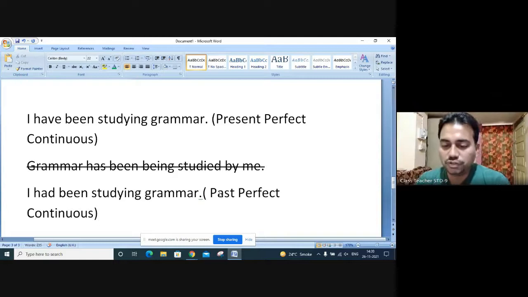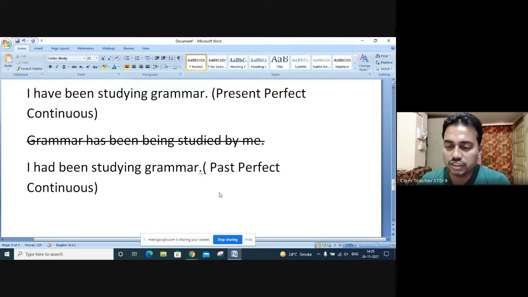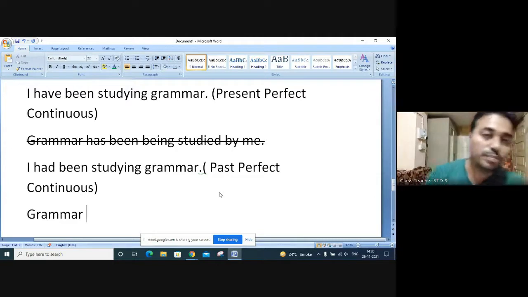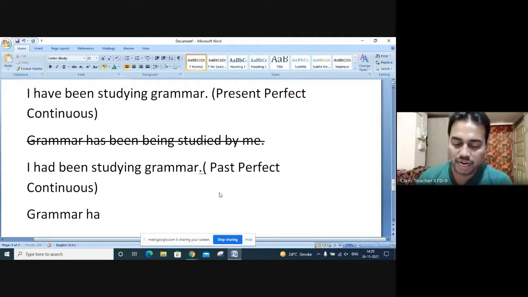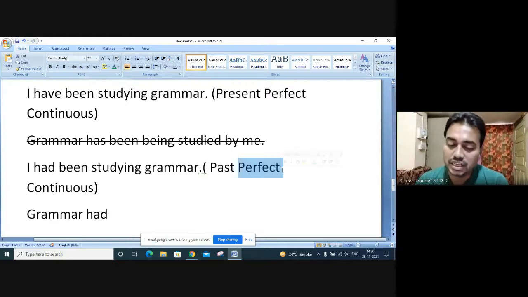Now, when we transform this sentence into passive voice, grammar will become the subject of the sentence. What is the tense we use for past tense? What is the helping verb we use for past tense for grammar? It will be had, right? Had. V3 for perfect. What is the helping verb we use for perfect tense? Yes, it is been. Okay.